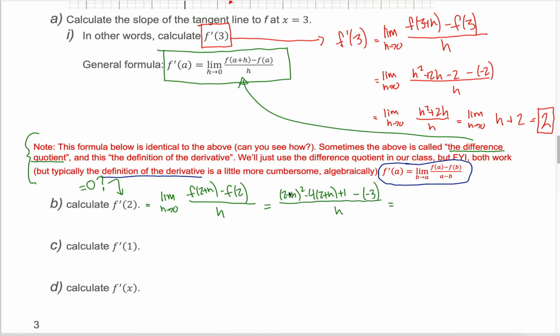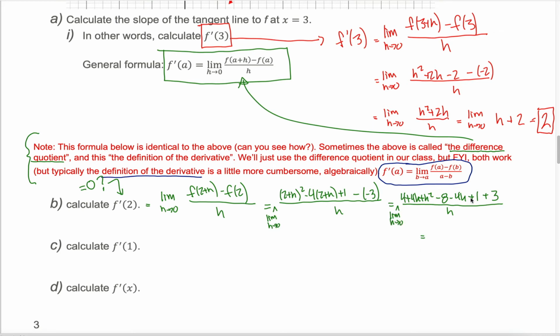Again, I get rid of all my parentheses. Over here, I have 4 plus 4h plus h squared. Over here, I have minus 8 minus 4h. I still have this plus 1, and then I have this plus 3. I want to divide that whole mess by h, and really what I should be doing is writing the limit as h approaches 0 in front of each one of these expressions, even though sometimes I get kind of lazy.